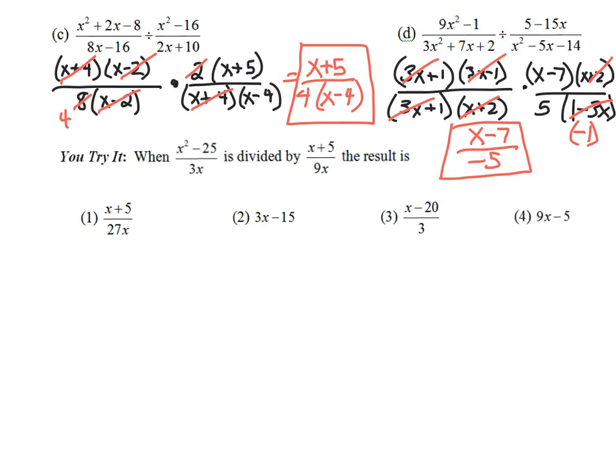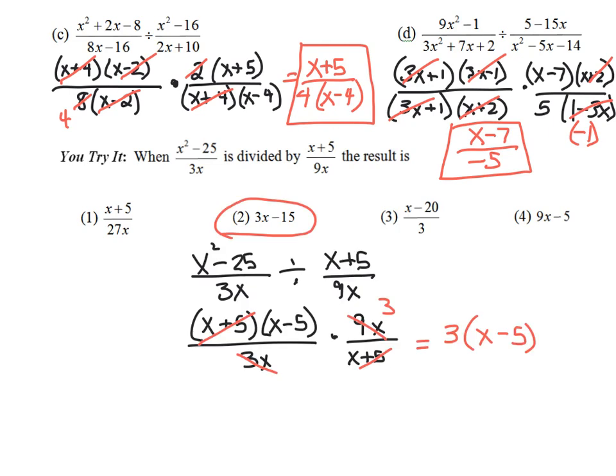For the last one, I want you to go ahead and do the you try it. This is a multiple choice, so pick which multiple choice answer you're getting, and then come back and check your answer with mine. I got choice 2, 3 times x minus 5, which is 3x minus 15. Check your factoring with mine and your cancellation and see if you got the same result.